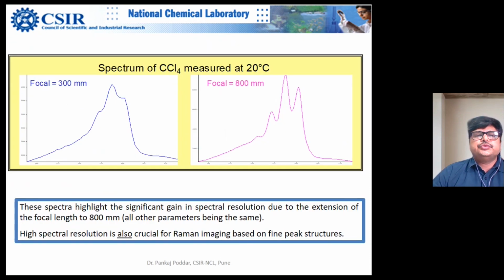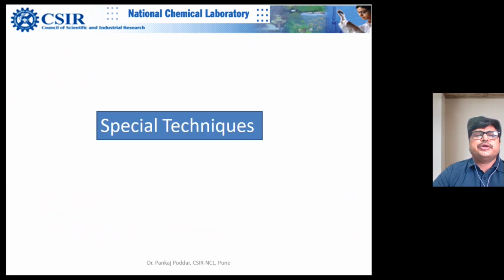Finally, you can compare the spectrum of CCl4 measured using a Raman system with a smaller focal distance, 300 millimeter, in comparison to the larger focal distance, 800. You can see the same peaks look better resolved actually. Otherwise, deconvolution can be painful actually. So this was a final slide.